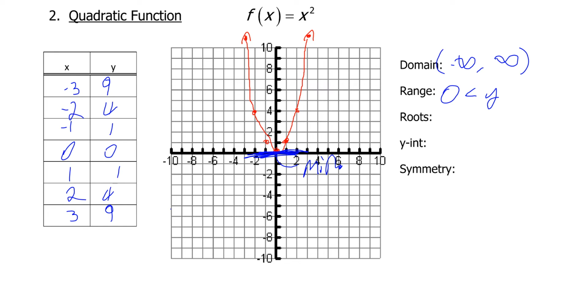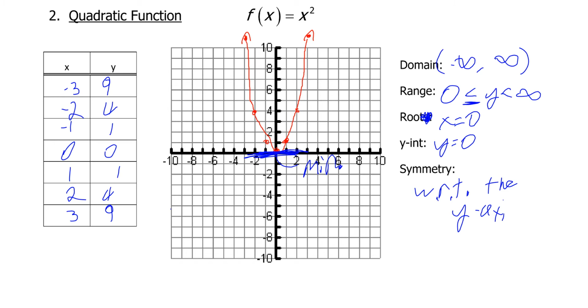Okay. And since y can actually equal 0, we have the less than or equal to, and then y less than infinity. Alright? And then our roots for this one, well, there is only one root, and that's going to be x equals 0. The y-intercept is y equals 0. And the symmetry for this one is with respect to the y-axis. And there it is.